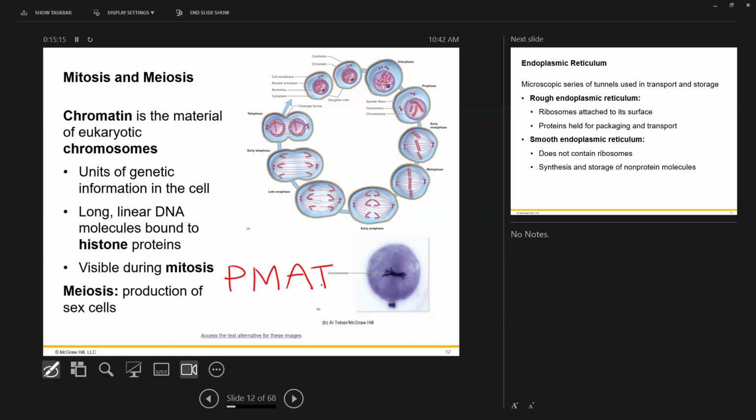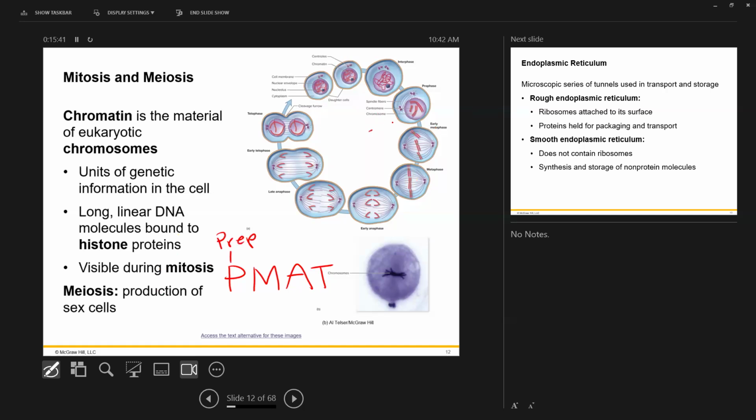P-M-A-T. Now, Dr. Shearer tells the students to remember it as P-MAT, so take your puppy to pee on the mat, if you can remember. Okay, that's how I remember it as well. And so that's P-MAT, and that's how you can remember the order of it. Here's what happens in each one. P is prophase. It's basically the preparation phase, the prep phase. So we're getting ready for stuff.